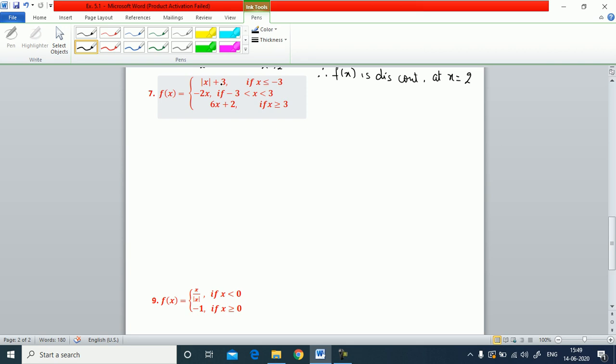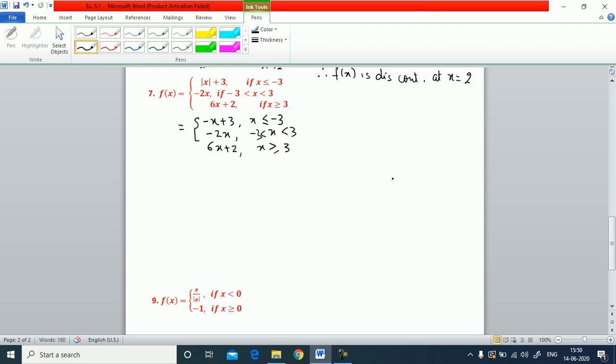If you see over here, a modulus is being involved. So I will quickly write it in a simplified form, then we will proceed with the question. Okay, see here, we can write it as, you can see the nature of x, it is less than minus 3. So obviously it is less than 0. And if x is less than 0, we write mod of x as minus x. So it will become minus x plus 3 for x less than equal to minus 3. It is minus 2x for x greater than minus 3 but less than 3. It is 6x plus 2 for x greater than equal to 3.